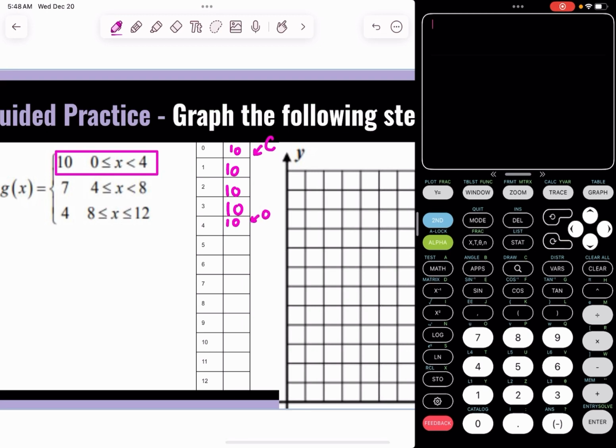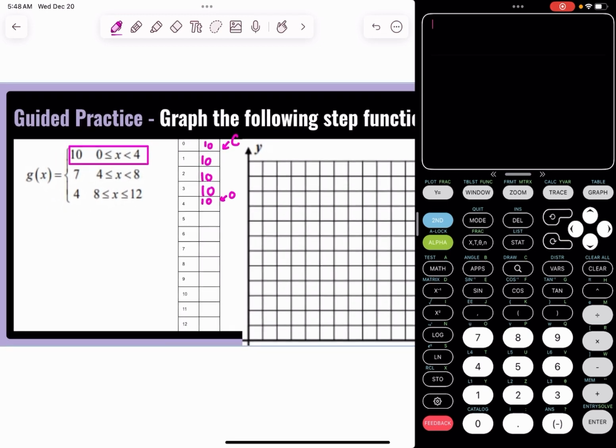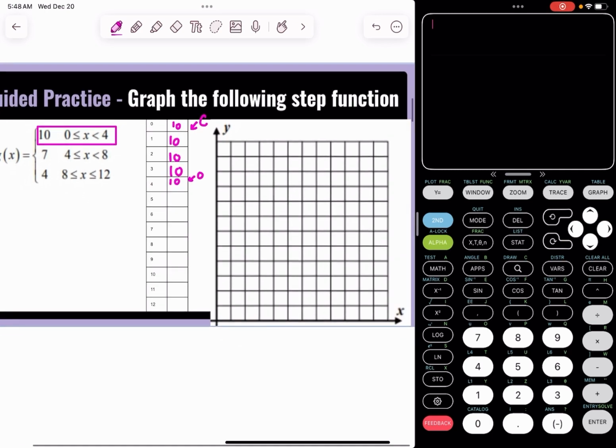So let's go graph this. Let's go to 0, 10. 1, 2, 3, 4, 5, 6, 7, 8, 9, 10. Okay, then 1, 10, 2, 10, 3, 10, and at 4, 10, we're going to use an open circle. I'm going to connect these, and I'm not going to put any arrows because they told me where to start and stop.